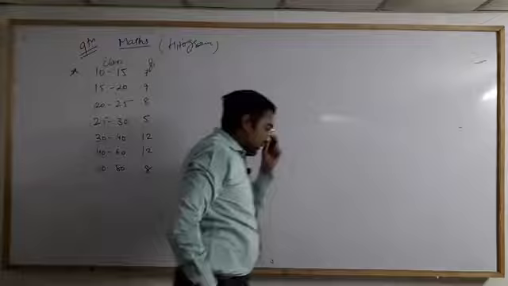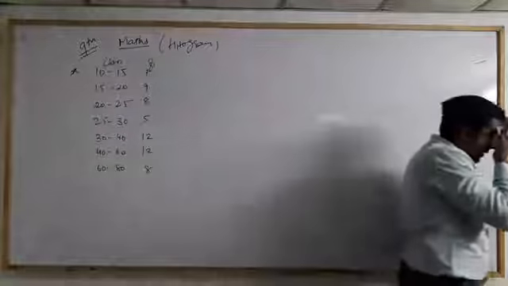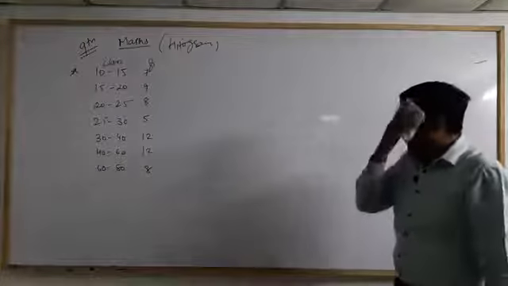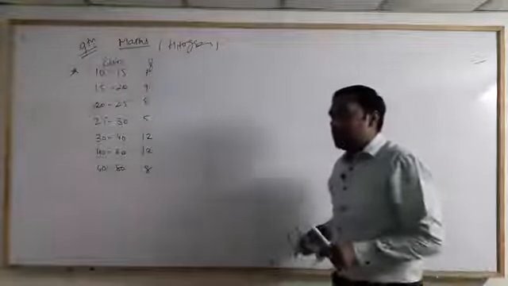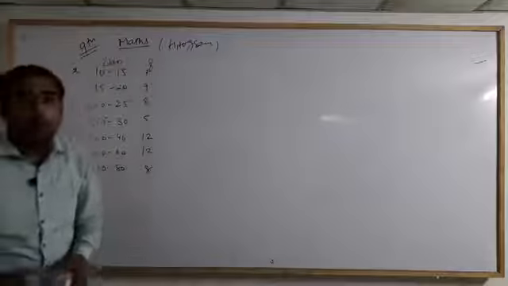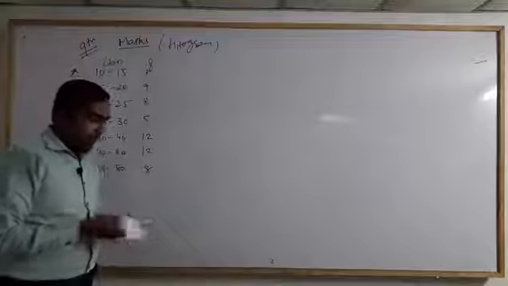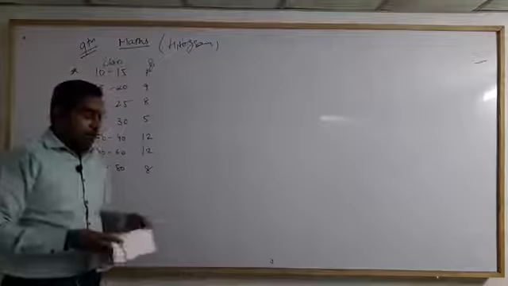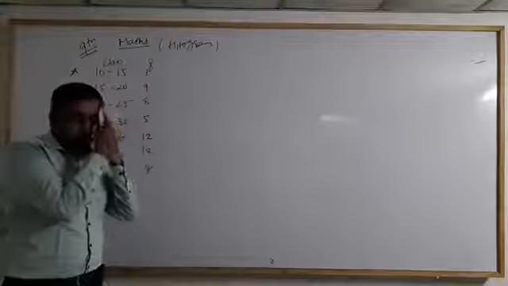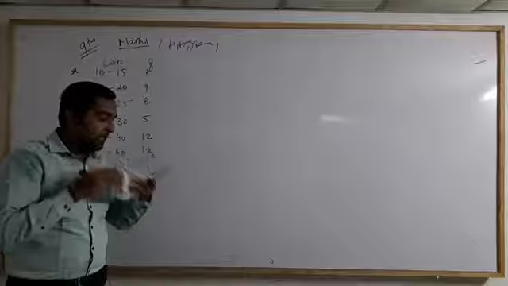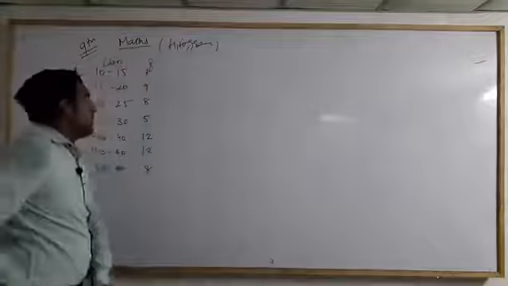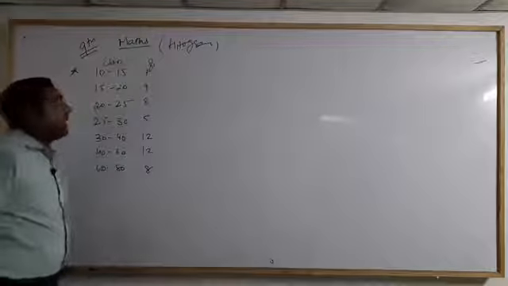Now this data is given with different kinds of class intervals. In the previous lecture we learned about continuous class intervals, where the difference between the upper limit and lower limit is the same or equal for every class.